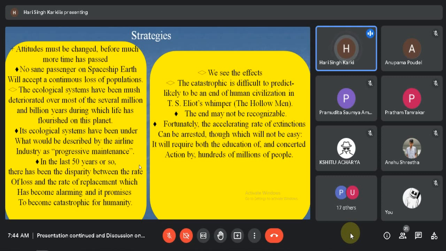The ecological systems have been much deteriorated. They have been much worsened over the several million and billion years during which life has flourished on this planet. But the designers, policy holders or decision makers sometimes do not consider this. They say they have maintained nature, but we can see that after human existence, over these millions of years, the ecosystem has deteriorated.